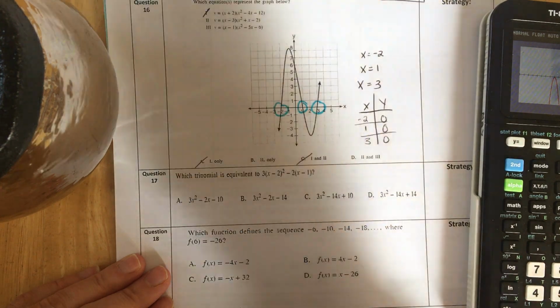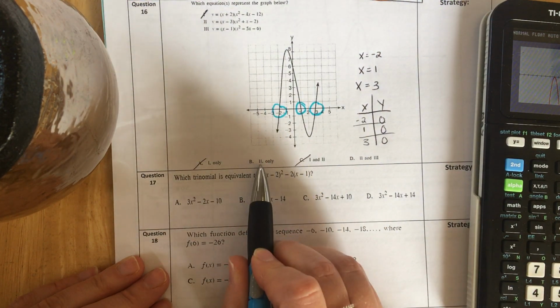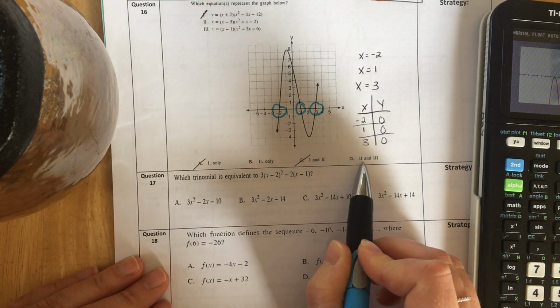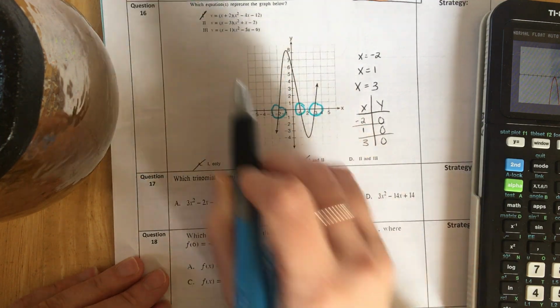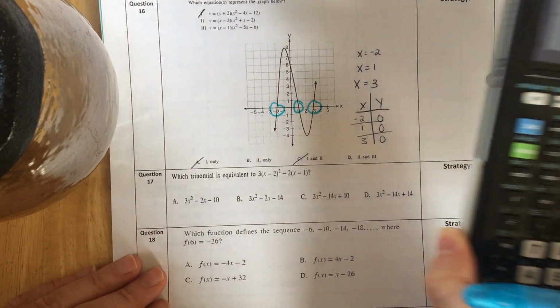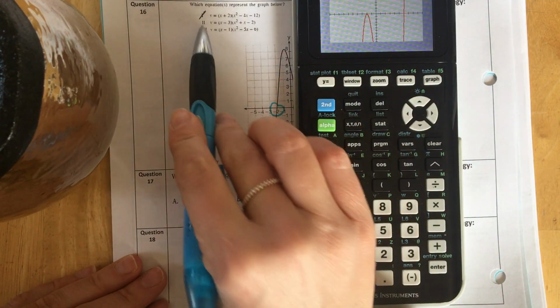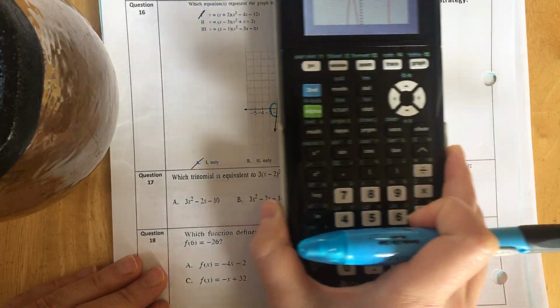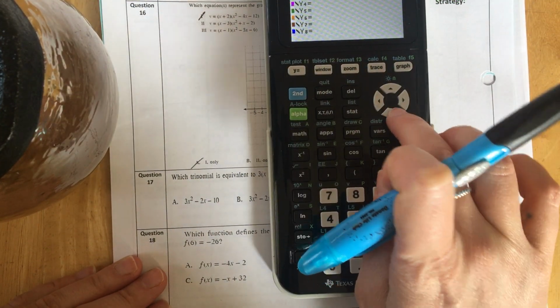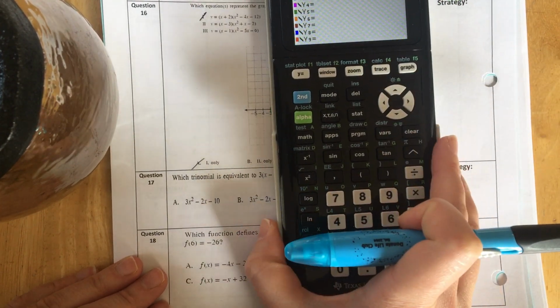So now, look at B has 2, and then D also has 2. So that's not going to help me eliminate. Let's check 3 so that we don't even have to check 2, because 2 obviously must work. So if 3 does work, then my answer is D. If 3 doesn't, then my answer must be B. So clear everything out. Let's plug 3 in.